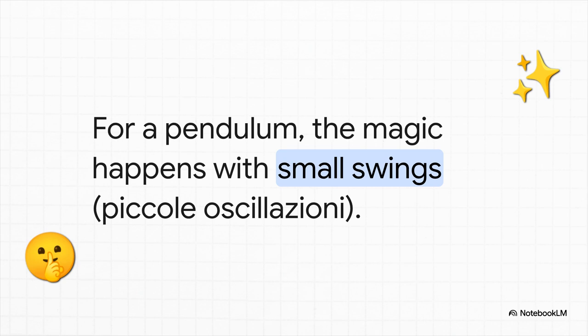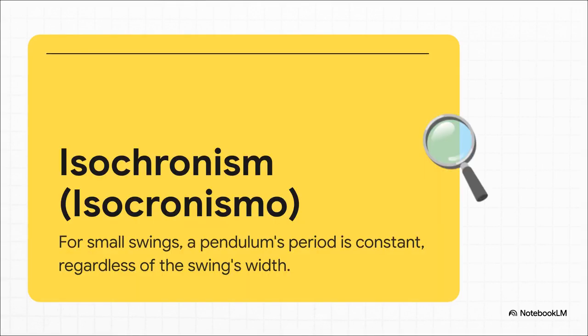For these piccole oscillazioni, as the source calls them, something absolutely incredible takes place. This is the principle of isochronism, which literally means same time. It means that for small swings, the time it takes to complete one full back and forth cycle, its period, is always the same. It doesn't matter if the swing is a little wide or if it's tiny. The timing is constant. You could immediately see why this was a total game changer for making clocks, right? It meant your pendulum clock would keep perfect time, even as the mechanism wound down and the swings got smaller.